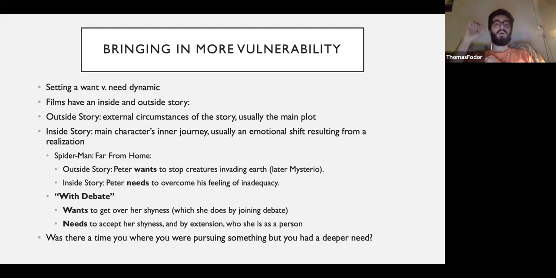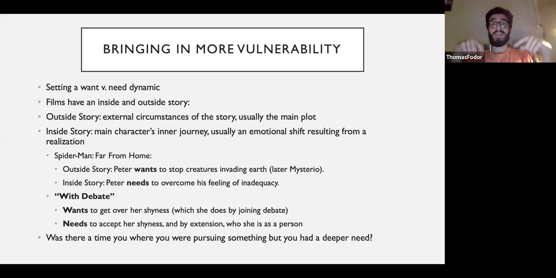And so, one thing that I'll point out as well is how I framed each of those: outside story, Peter wants; inside story, Peter needs. This is going to be very important, especially if you've written out your feelings and needs exercise, because you're going to see those connections already there. But what does this translate to with debate? The outside story, or what the author wants, is she wants to get over her shyness, and she does this by joining debate. So she succeeds in this.